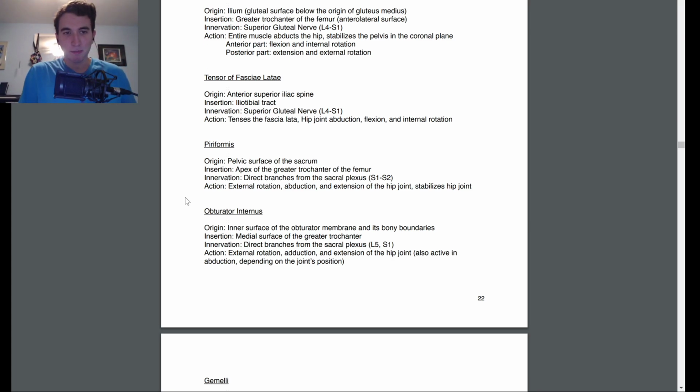It originates at the pelvic surface of the sacrum. It inserts at the apex of the greater trochanter of the femur. The innervation is caused by the direct branches from the sacral plexus from C1 to C2. And the actions caused are external rotation, abduction, and extension of the hip joint. And it stabilizes the hip joint.